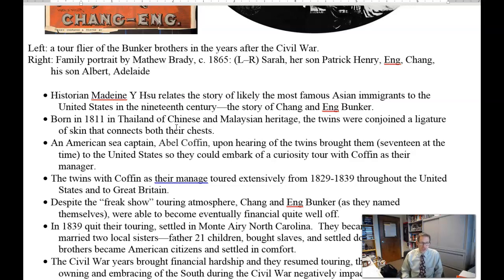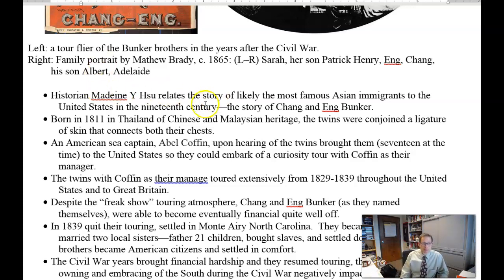Now, their ancestry is actually Chinese and Malaysian, so they're not ethnically what we think of as Thai, although, like a lot of countries, there's a lot of ethnic complexity in Thailand. But anyways, their background is Chinese and Malaysian. They're conjoined by a ligature of skin that connects their two chests. So in that time period, there was no possibility of separating them.